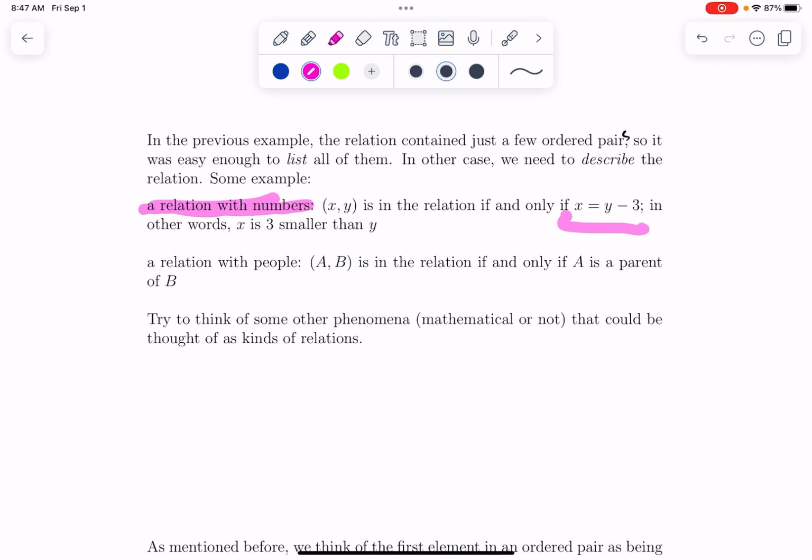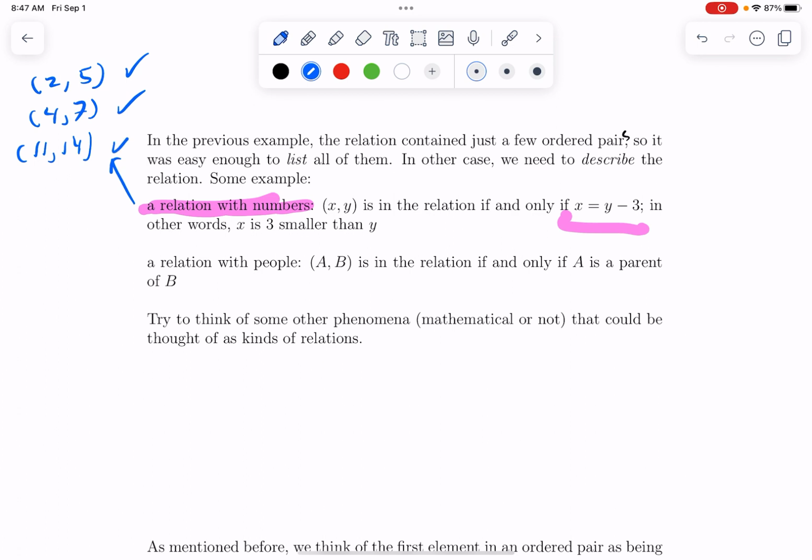So for this one, let's just list some elements, right? X has to be y minus 3. So if I had, for example, 2 comma 5, 2 is equal to 5 minus 3, so that's okay. I could have 4 comma 7. I could have 11 comma 14. And we would notice that this list goes on forever. You can keep thinking of examples of two numbers where x is 3 less than y.